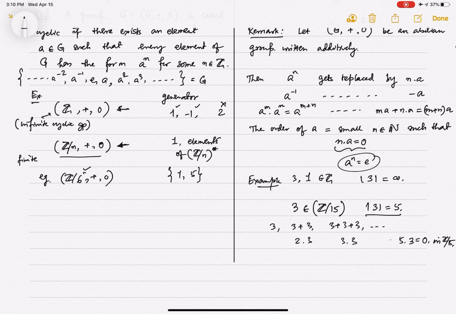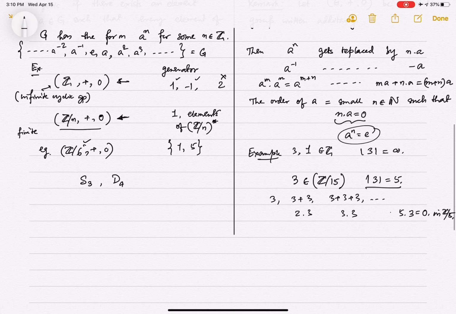They show up everywhere. So anything else, like S3, is not cyclic. You can check the permutations of 3 letters, or D4. These are not cyclic groups. You can check rather easily because you know these groups, and there are only a few things. So you can see what every element generates, and you'll see that taking multiples of a single element, you don't get everything, ever.